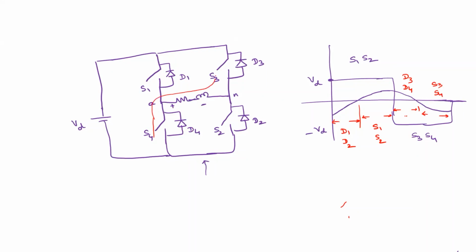So it will be like this, but in the opposite direction. So current entering like this. This is clear? So depending on the polarity of current, either the main switch will conduct or its anti-parallel diode will conduct. So you're aware of this?